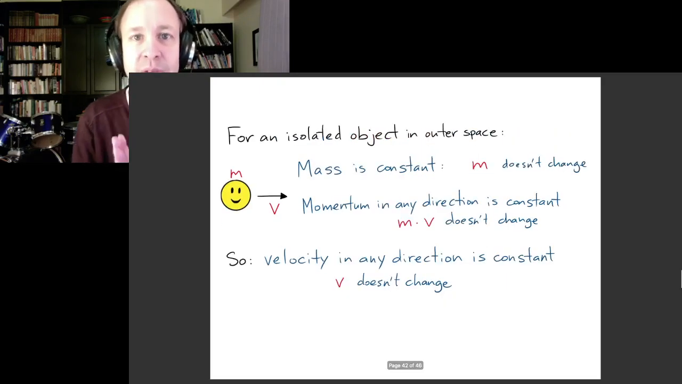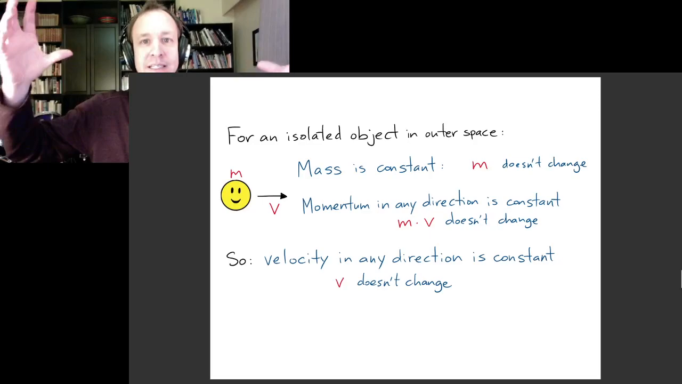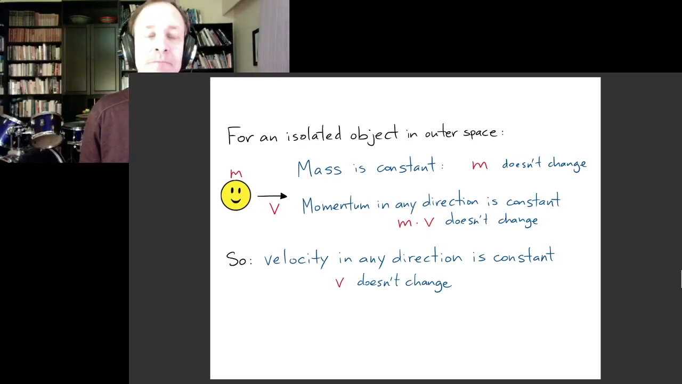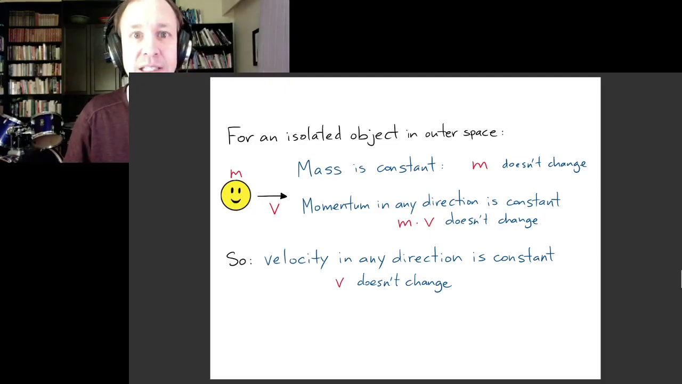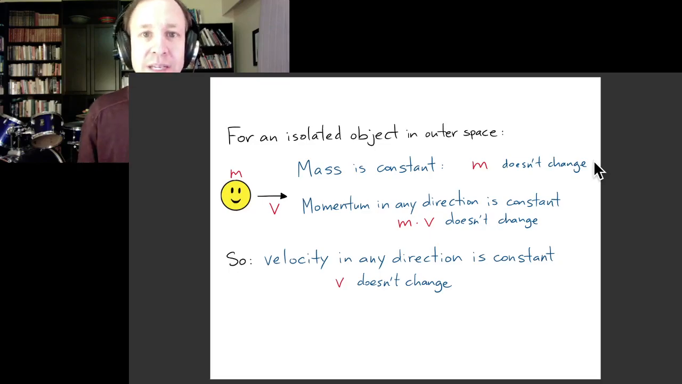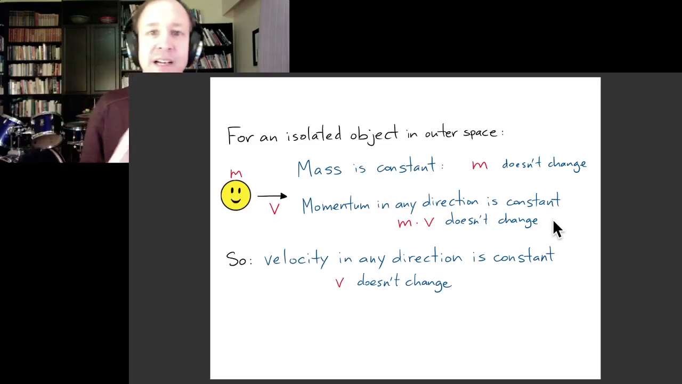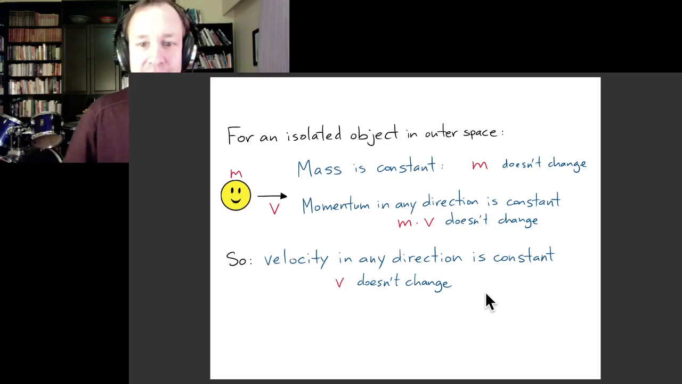Okay, so now I want to connect back. Now that we understand that this conservation of momentum is guaranteed by the symmetry in outer space, I want to connect back to our rules for physics in outer space. Because of the conservation of energy, the mass of an isolated object doesn't change with time. And because of the conservation of momentum, the mass times velocity in any direction of an object can't change with time. And so what we know is then that the velocity in any direction can't change with time.